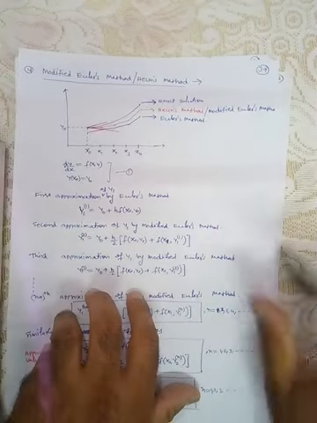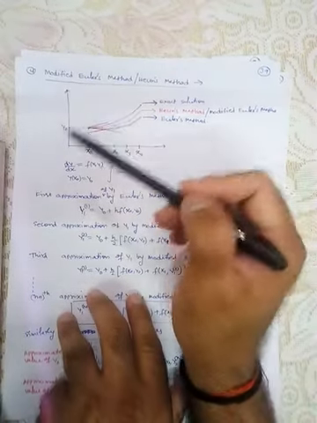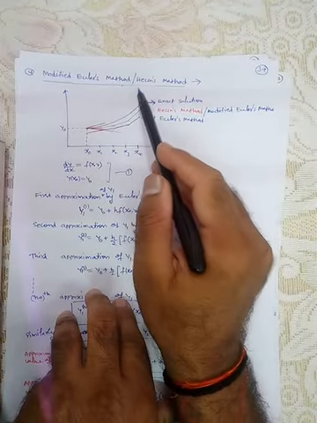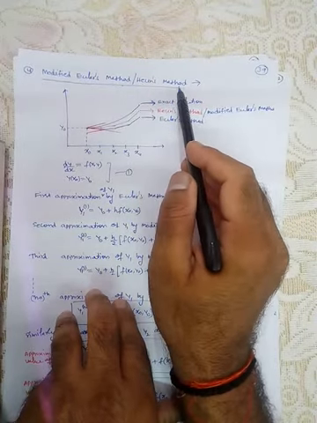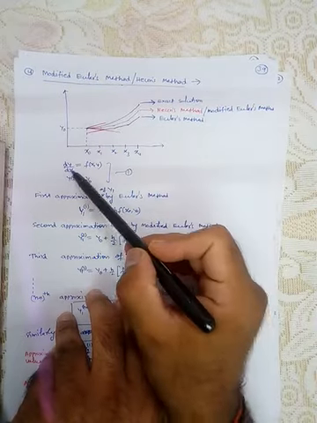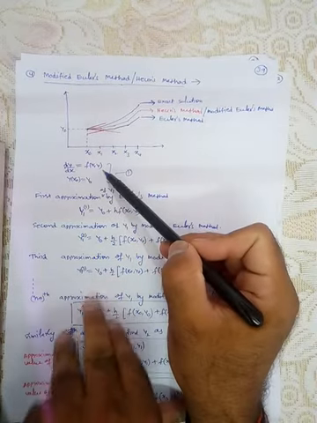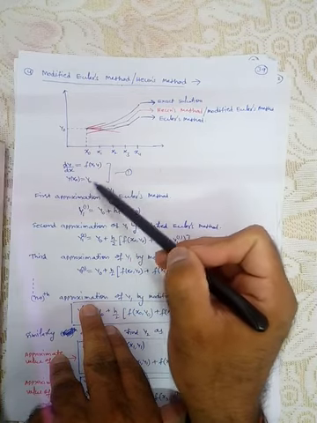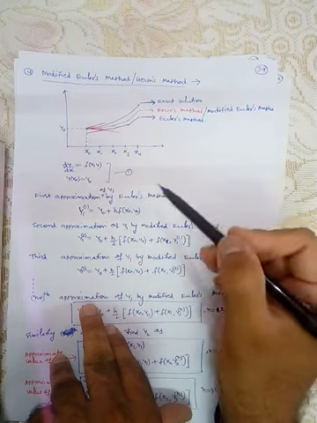Students, in this video I am going to discuss the next method, which is the modified Euler's method, also known as Heun's method. So this is the problem: dy by dx is equal to f of x, y, and the initial condition is y at x0 is y0. This is equation number 1.